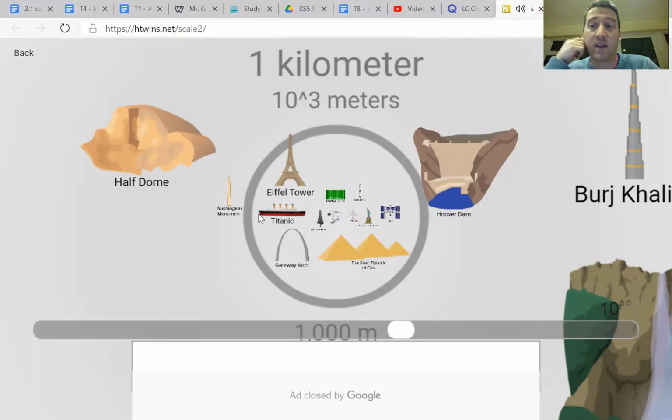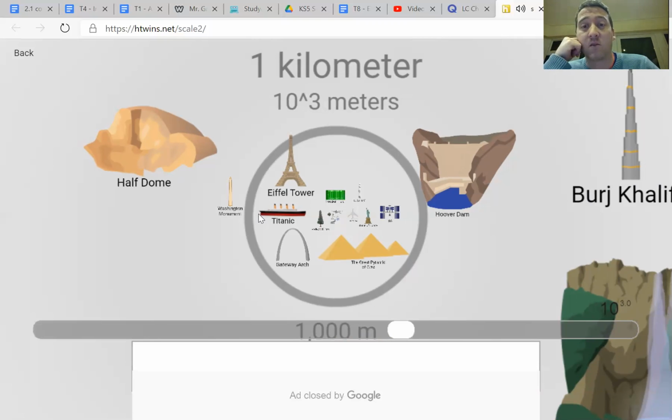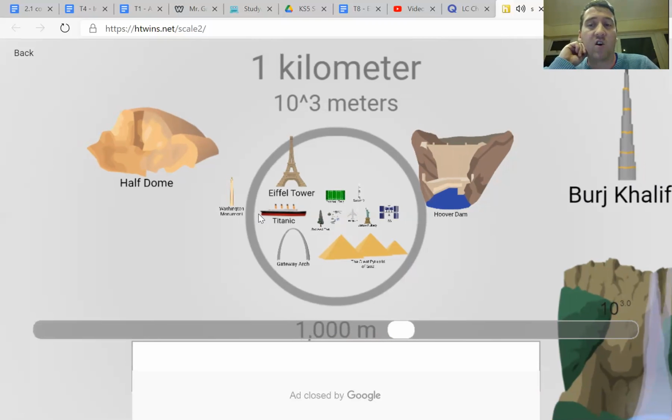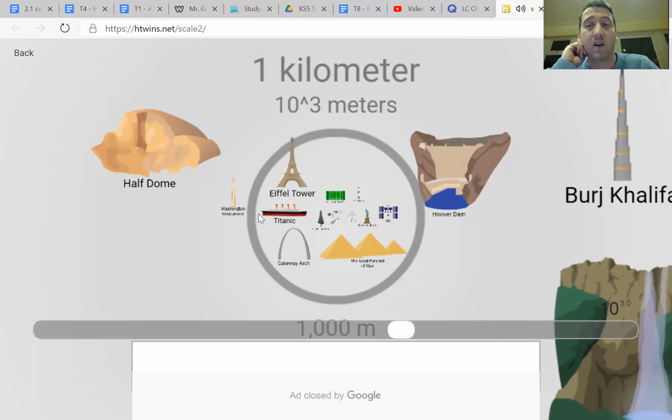So a kilo means 1,000. So 1 kilometer is 1,000 meters. So these are too big to just talk about them in meters anymore. So we need a bigger unit. So we use a scale which is bigger. We use kilometers. So these things are much bigger.